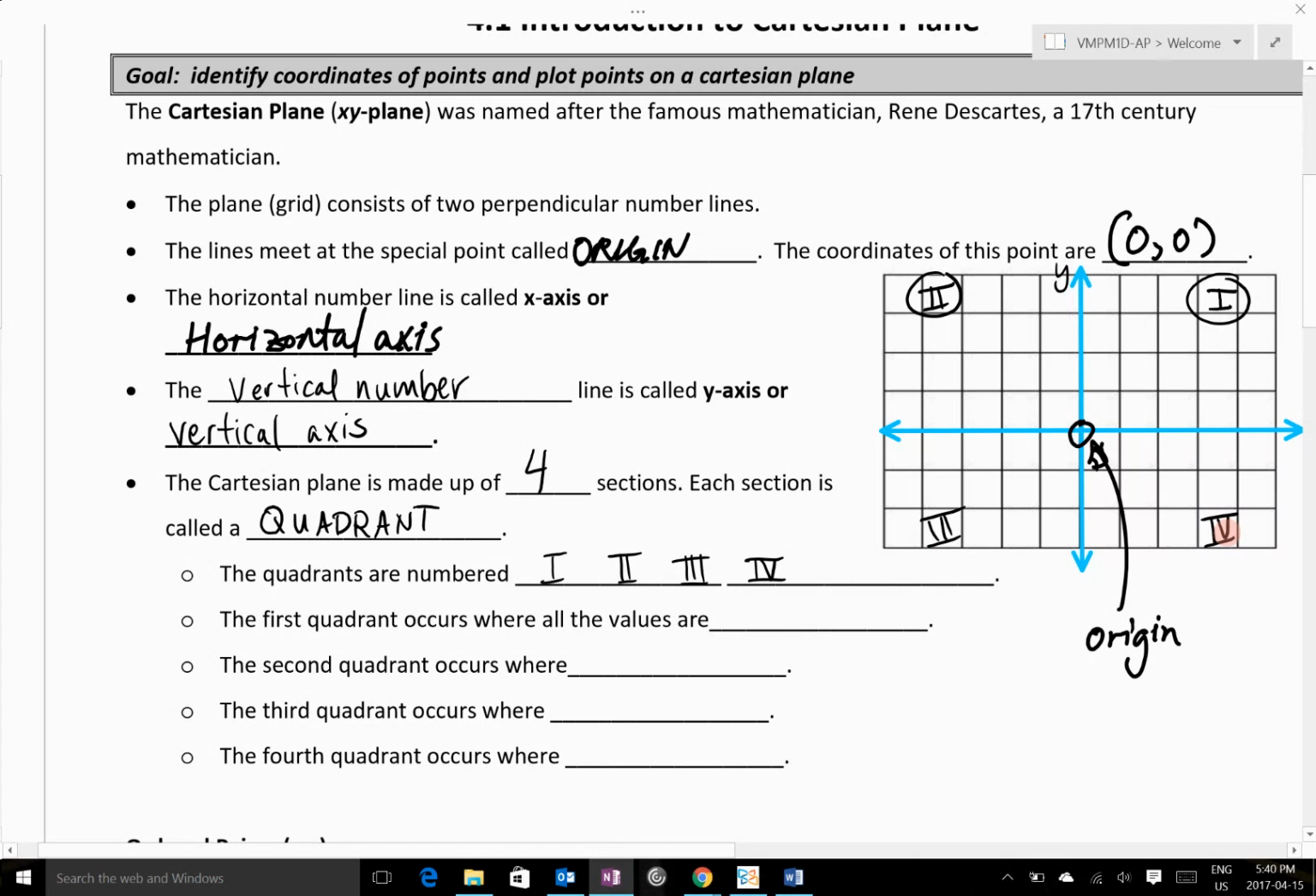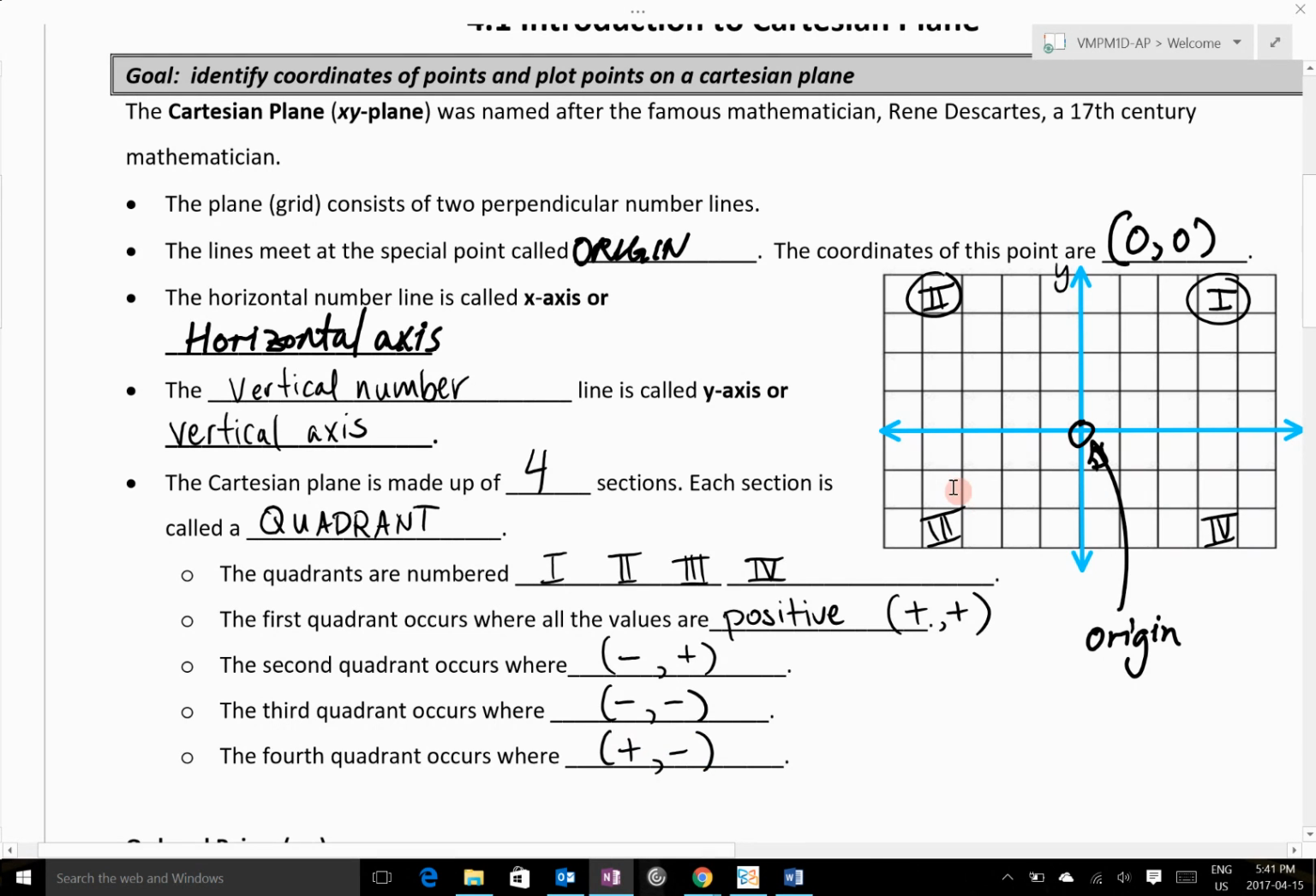Okay, so the first quadrant occurs where all the values are positive. So positive x values, positive y values. The second quadrant occurs where you have negative x values and positive y values. And the third quadrant occurs when we have both negative x and negative y values. The fourth quadrant occurs when we have positive x and negative y values.